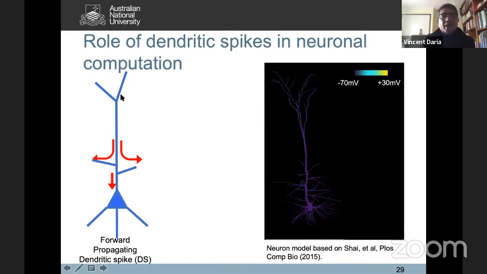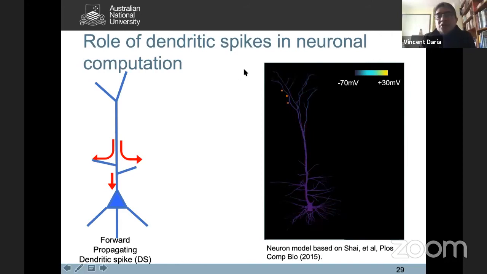So an action potential is a spike that is formed at the axon or the soma. So you get action potentials, very, very sharp spikes. But in the regions, in the dendrites, you can also get what we call a dendritic spike, which is not quite similar to an action potential.